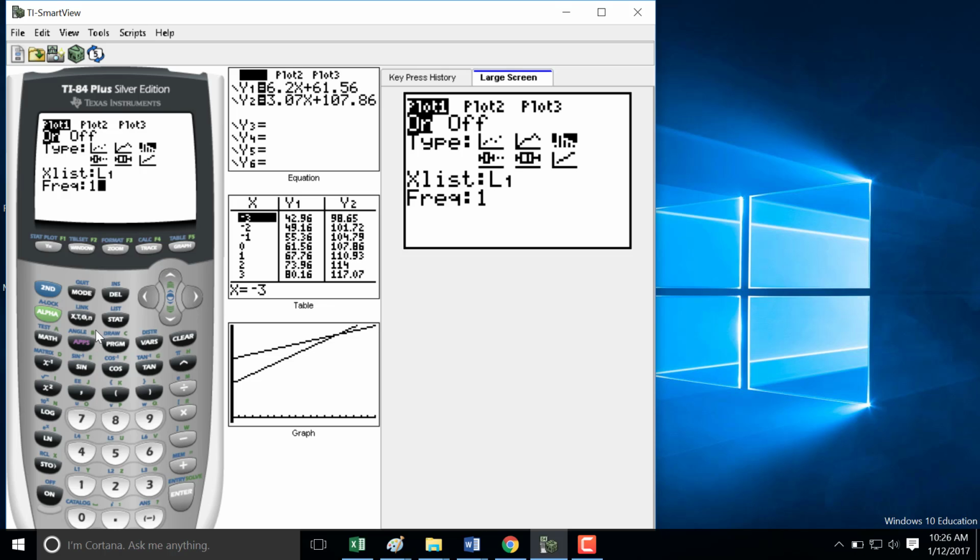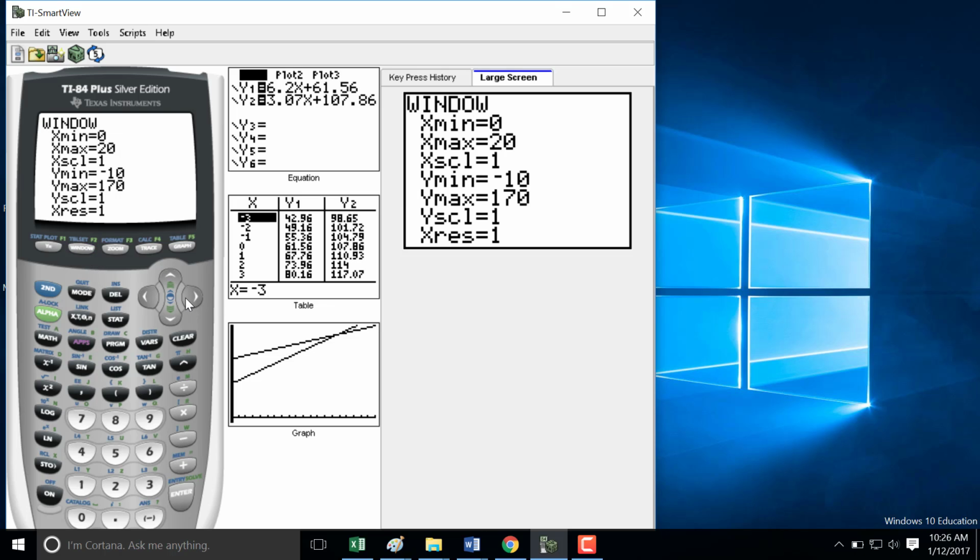Okay? So now I'm going to go over to Window and type in the values that are given to you there. So we want to start from an x minimum of 0 to an x maximum of 600.